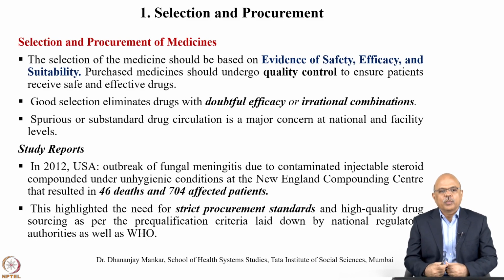In selection and procurement, the selection of the medicine should be based on evidence of safety. It should include a discussion on efficacy and suitability. These three important components need to be understood when you are selecting a medicine.